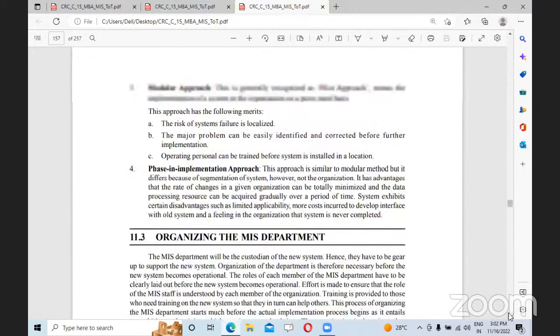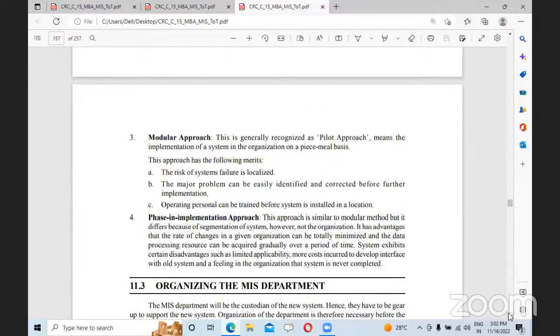Next one is the modular approach. This is generally recognized as the pilot approach, meaning the implementation of the system in the organization on a piecemeal basis. This approach has the following merits. The risk of system failure is localized. The major problems can be easily identified and corrected before further implementation. Operating personnel can be trained before the system is installed at a location.